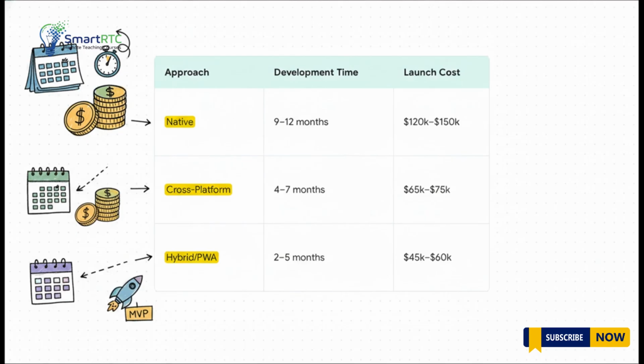A fully native app could take you the better part of a year and cost 120 grand, maybe more. A cross-platform app, you can pretty much cut that time and cost in half. And a PWA is even faster and cheaper, which makes it a phenomenal choice for getting that first version, that MVP, out into the world super fast.